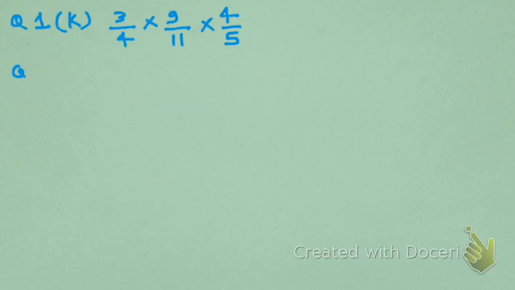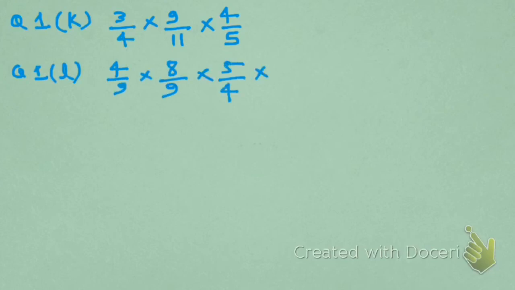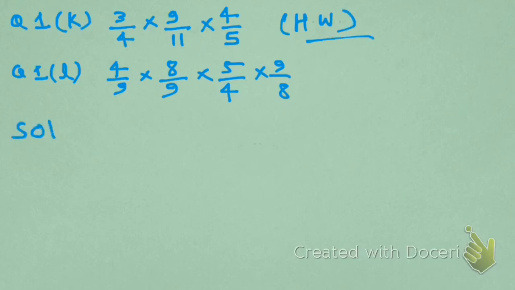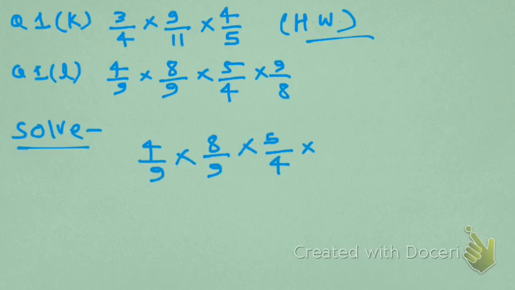3 upon 4 into 9 upon 11 into 4 upon 5 and 4 upon 9 into 8 upon 9 and 5. This is your homework, students. 1K is your homework. I will explain you 1L. Okay, so let's first write here 4 upon 9 into 8 upon 9 into 5 upon 4 into 9 upon 8.